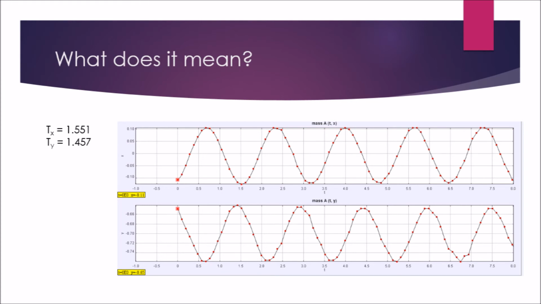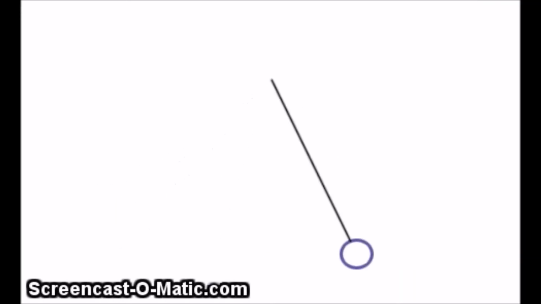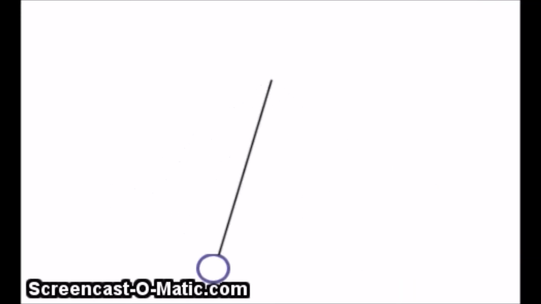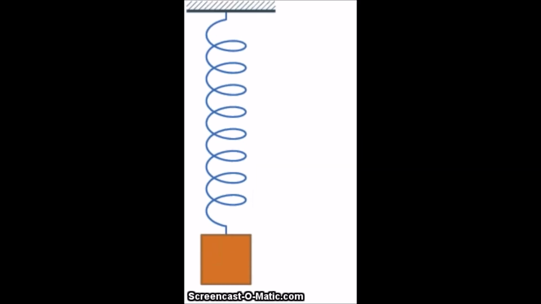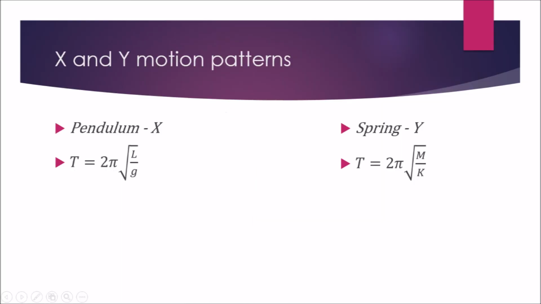As you can see, the X oscillation period is slightly longer than the Y one. This is because X and Y components follow 2 different patterns of motion. The X component follows a pendulum pattern of motion, while the Y component follows a spring pattern. These 2 motions have completely different ways of calculating the time periods, and thus will rarely be the same.